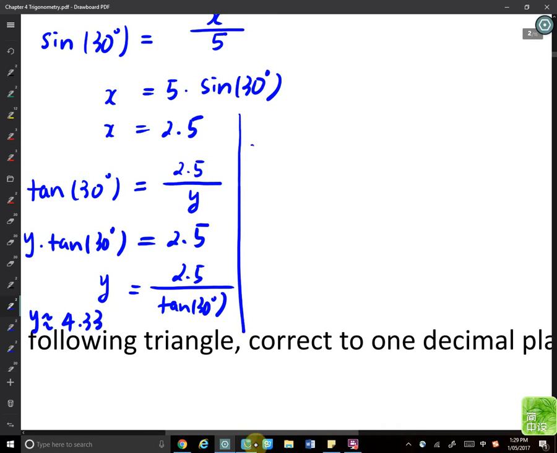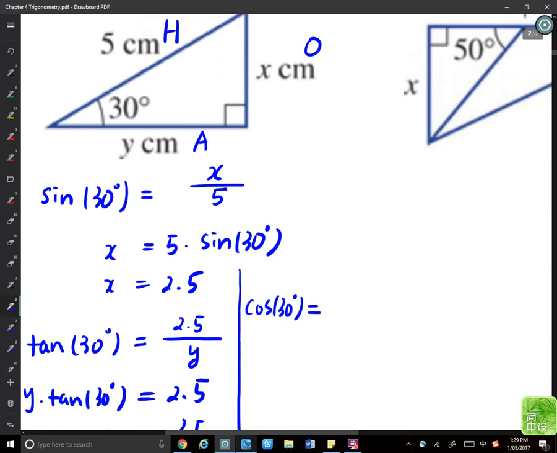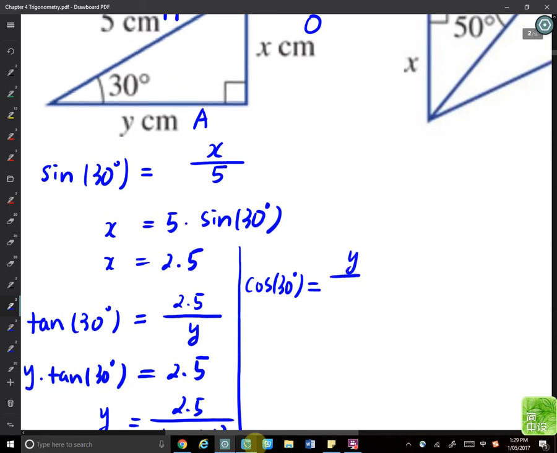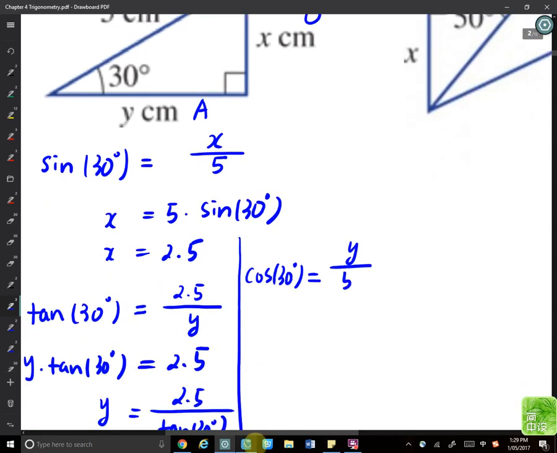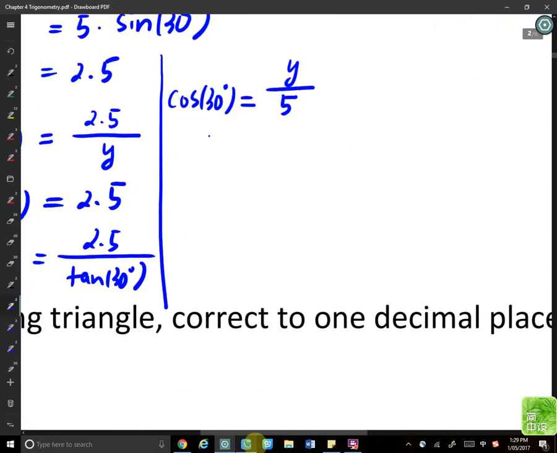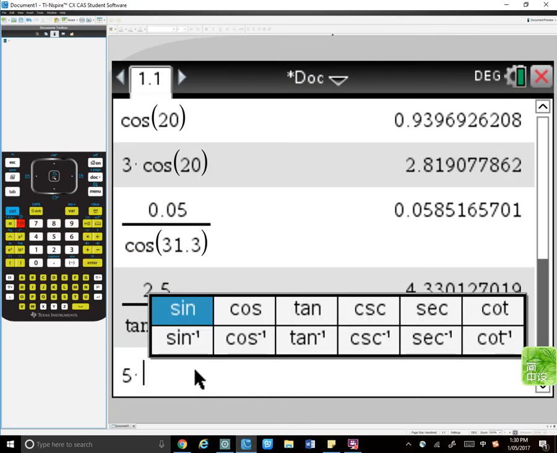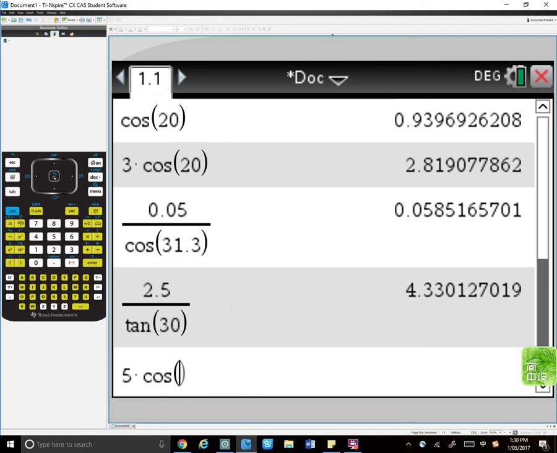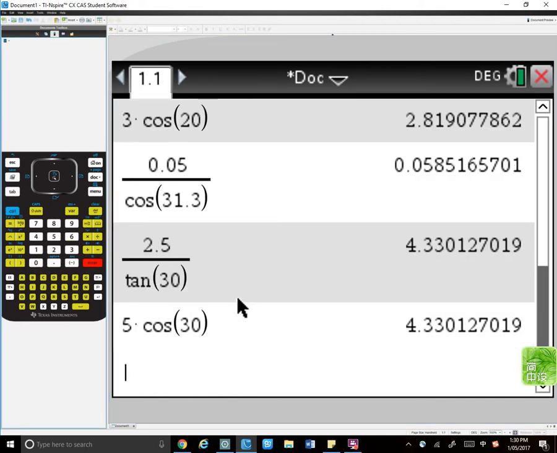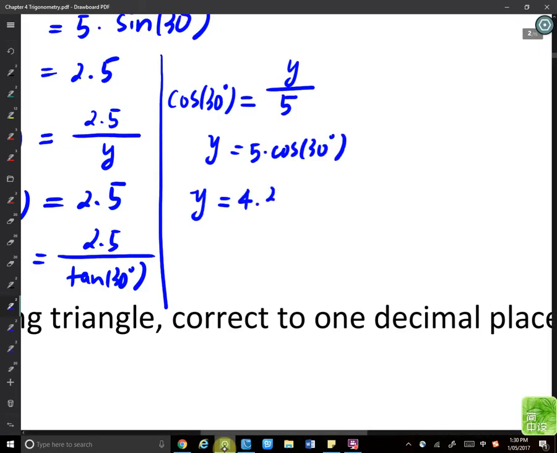If I use cosine, cosine 30 will equal adjacent, which is y, over hypotenuse, which is 5. Then y will equal 5 times cosine 30 degrees. And that's 4.33 as well. Both of them give me the same answer.